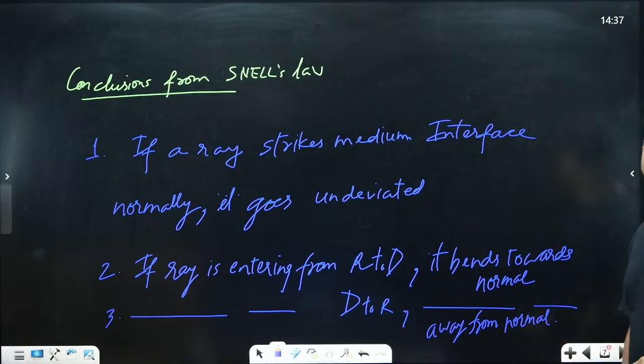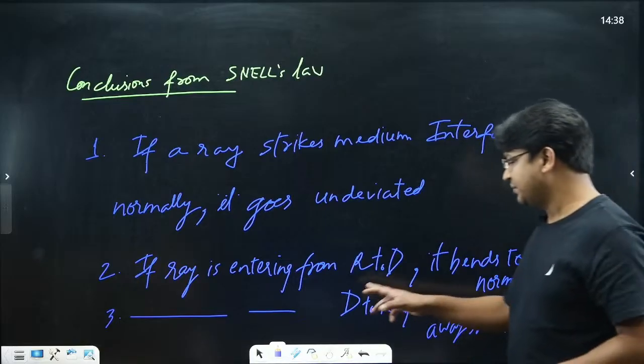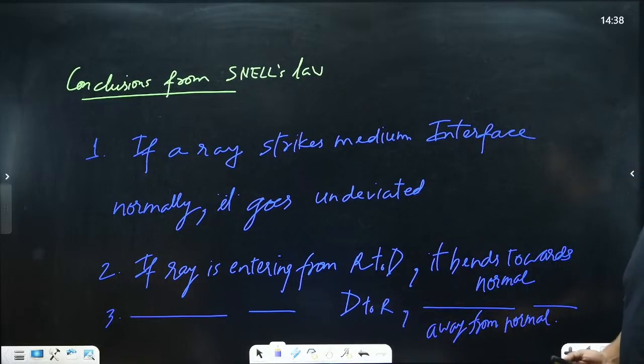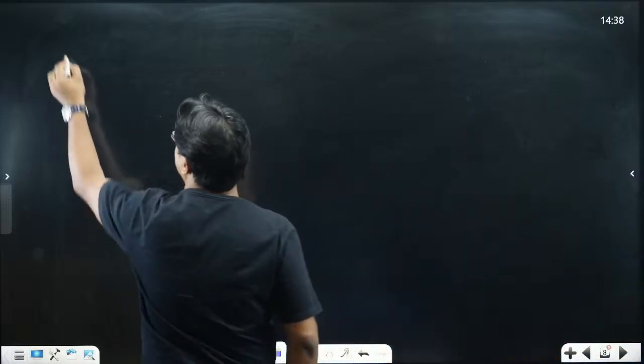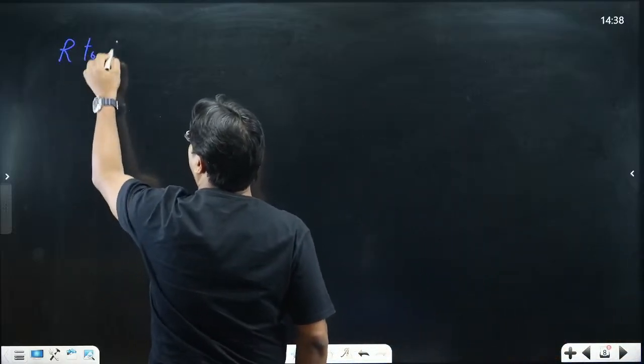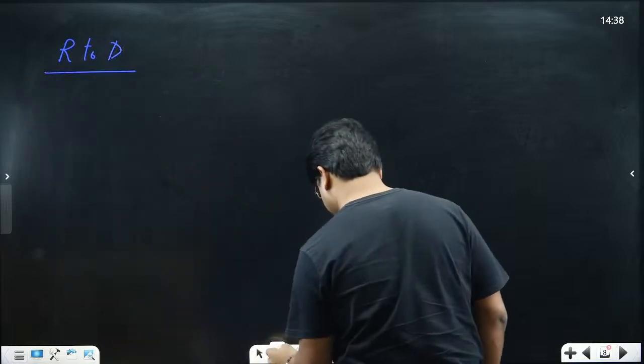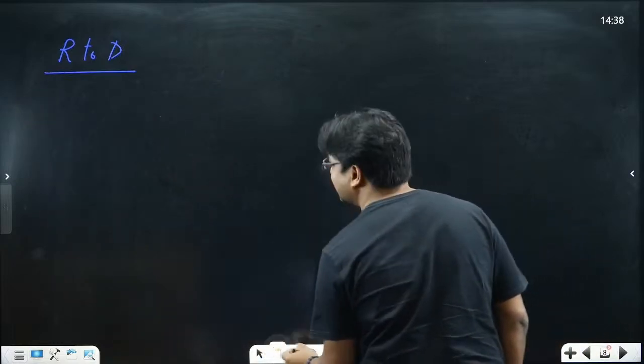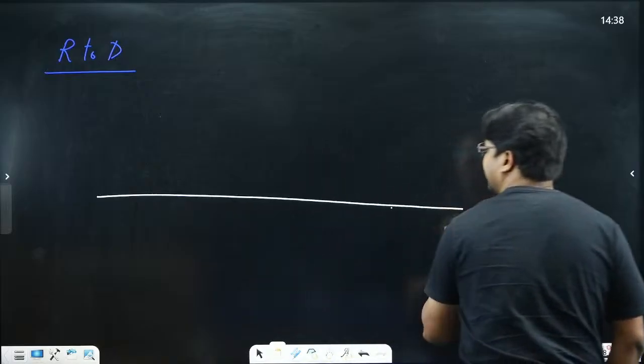Okay, then it bends away from the normal. So if a ray is entering from denser to rarer, then it bends away from the normal. Okay, so let me explain this pictorially also. So let's first talk about R to D, which basically means that suppose this is a medium boundary.